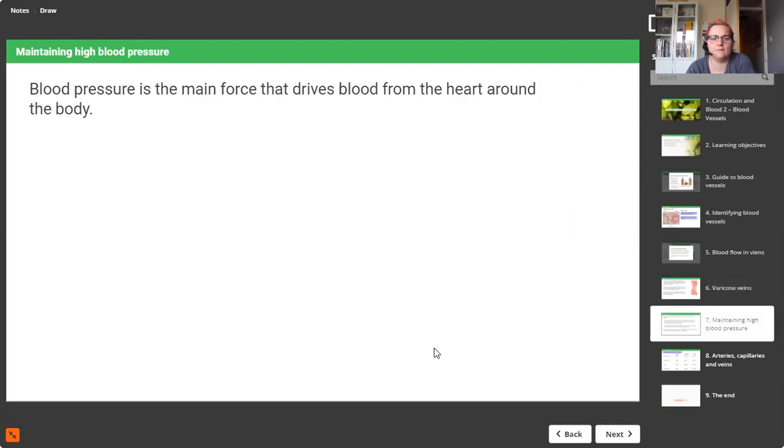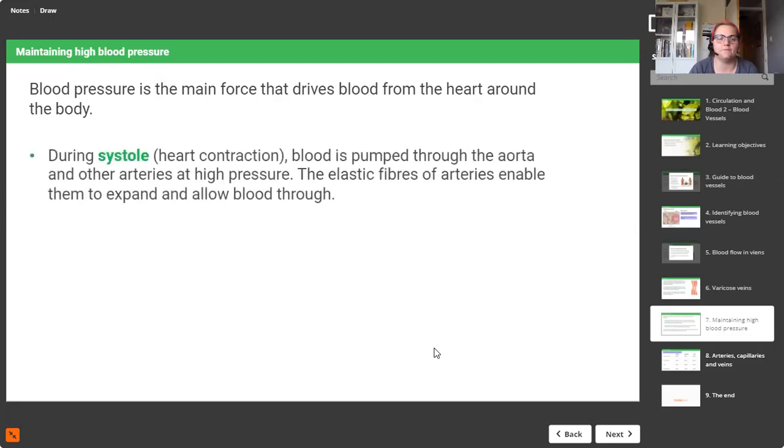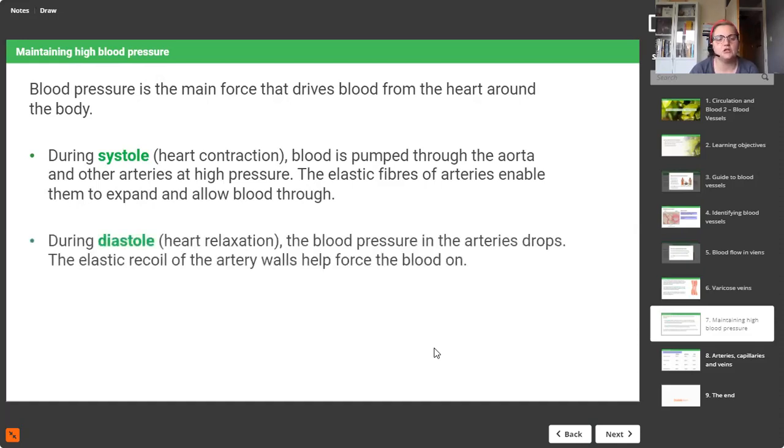So how does our body maintain this high blood pressure? Blood pressure is the main force that drives blood from the heart and around the body. During systole, heart contraction, blood is pumped through the aorta and other arteries at high pressure. The elastic fibers of arteries enable them to expand and allow blood through. And during diastole, heart relaxation, the blood pressure in the arteries drops. The elastic recoil of the artery walls helps force the blood on.